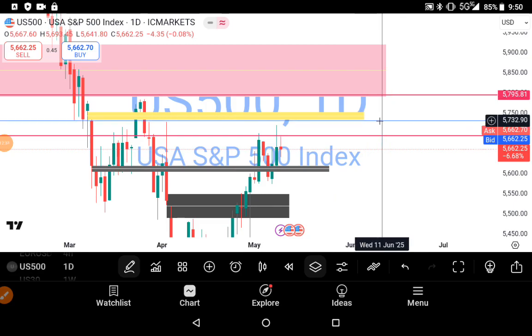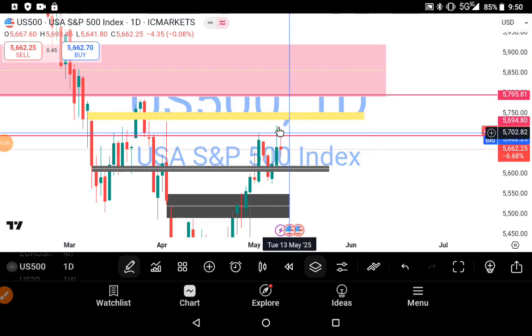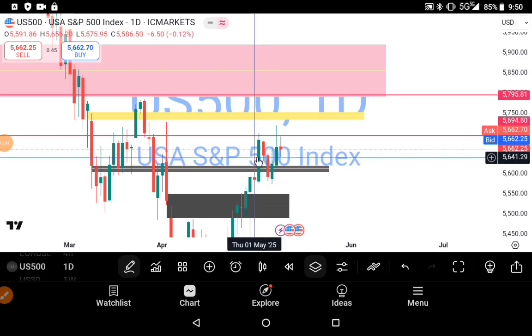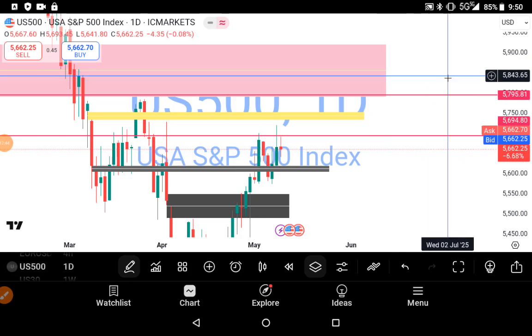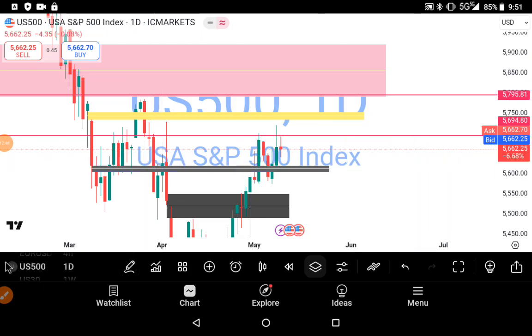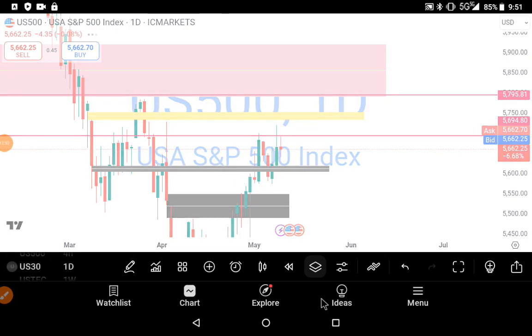That will be around 5750, and the moment 5750 was able to become a support to the price, then nothing is stopping 5800 from being delivered. So that is that on S&P 500. Then let's go into our Dow futures.